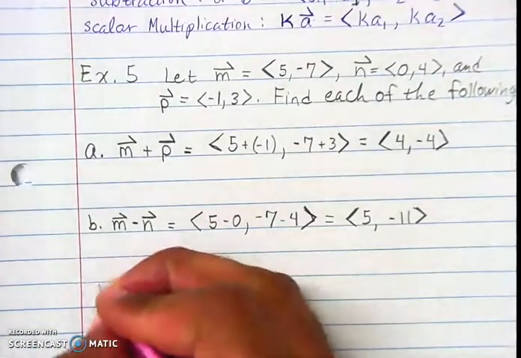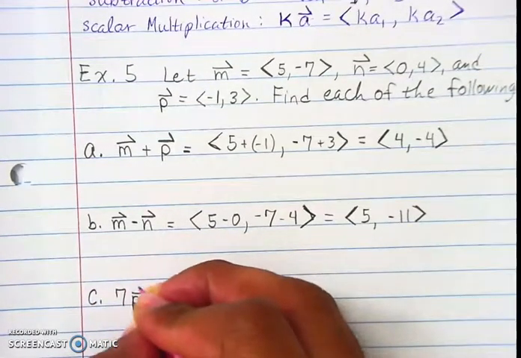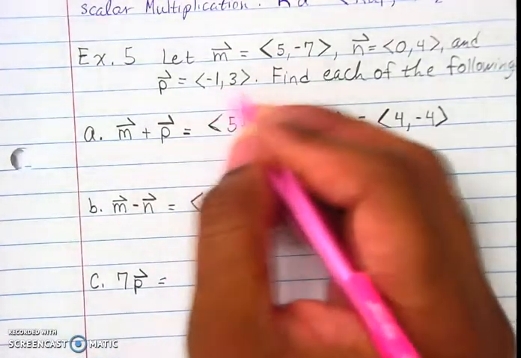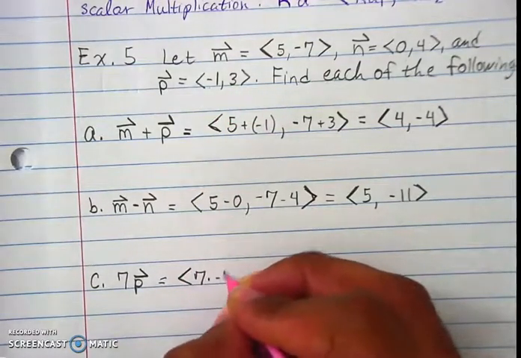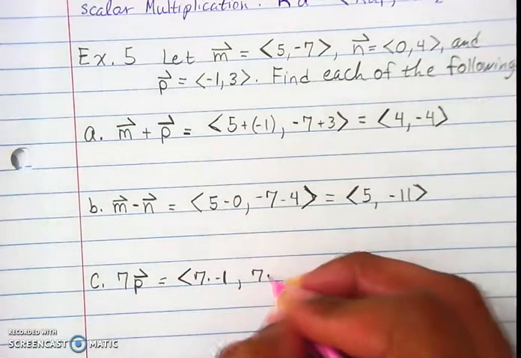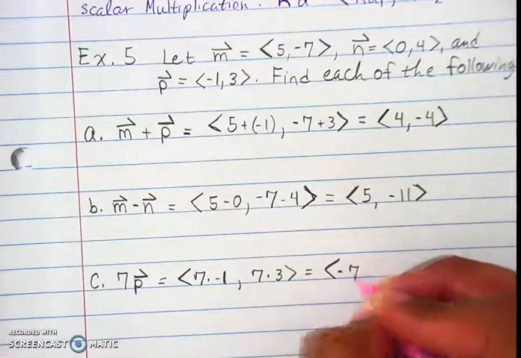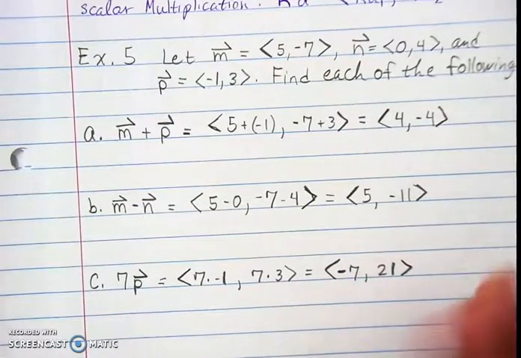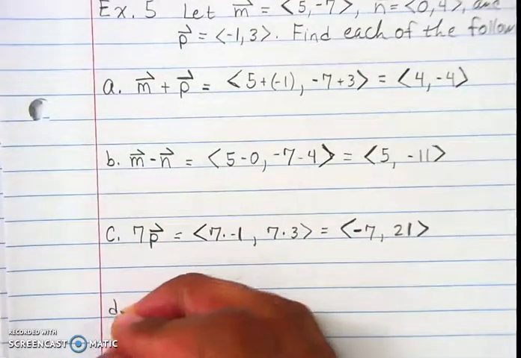All right, then we have two more, C and D. So C we'll put here. And this is the scalar multiplication of 7 and P. So we'll just take the P and multiply by 7. So it's 7 times negative 1 and 7 times 3. So that'll be negative 7, 21. Oh my gosh, that's so hard, Mr. Hall. That's so hard.